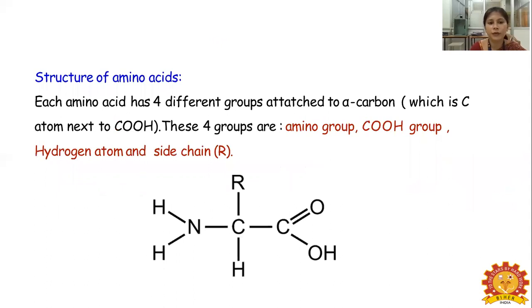Now we see the structure of an amino acid. Carbon has 4 valency, that means 4 hands. This carbon is called the alpha carbon because two functional groups are attached to the same carbon. On this carbon, one hand has the amino group, NH2, another hand has the COOH group, another hand has hydrogen, and the remaining hand has the side chain R. I just told you that there are 20 amino acids, so there are 20 R's. Based on the 20 R's, there are 20 amino acids.